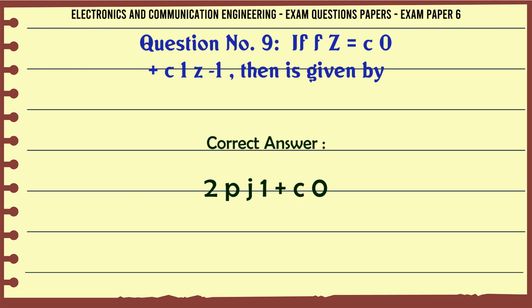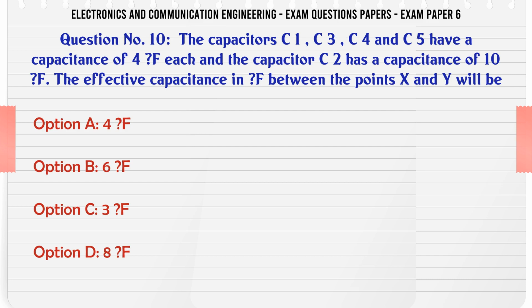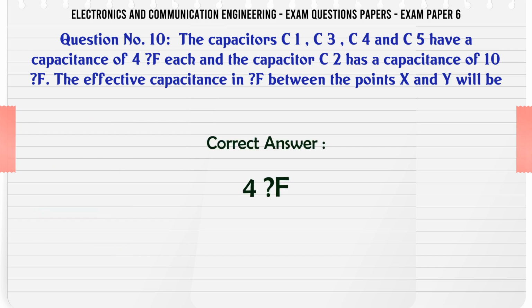The correct answer is 2PJ1C0. The capacitors C1, C3, C4 and C5 have a capacitance of 4 farad each, and the capacitor C2 has a capacitance of 10 farad. The effective capacitance between the points X and Y will be: A. 4 farad. B. 6 farad. C. 3 farad. D. 8 farad. The correct answer is 4 farad.